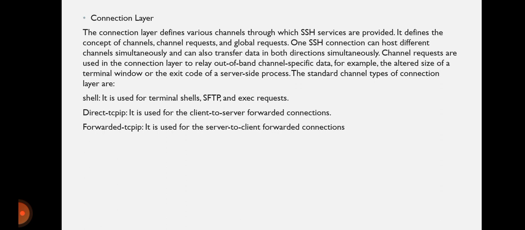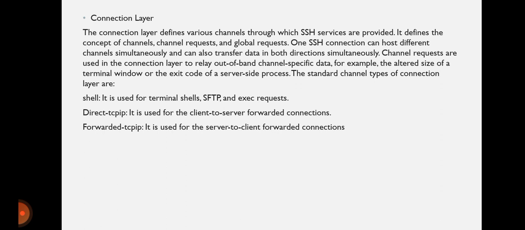Next one, the connection layer. The connection layer defines various channels through which SSH services are provided. It defines the concept of channel requests and global requests. One SSH connection can host different channels simultaneously. It can also transfer data in both directions simultaneously. Channel requests are used in the connection layer to relay out-of-band channel-specific data, for example, the altered size of the terminal window or the exit code of the server-side process.